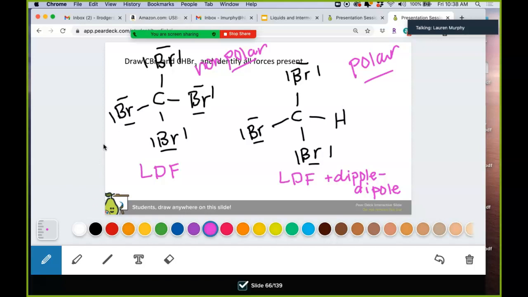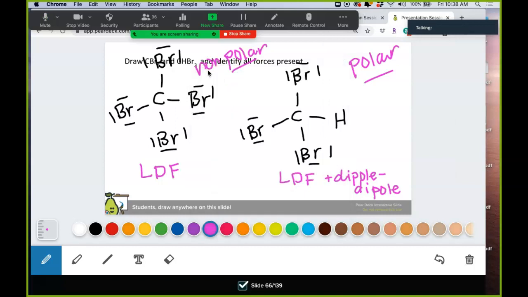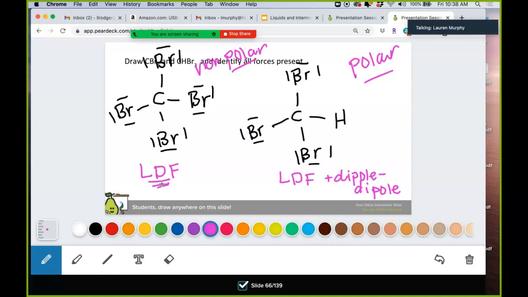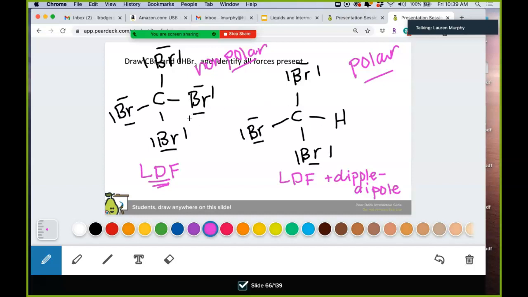Okay, now based on the drawings alone, you know which forces are used based on whether something is polar or nonpolar. If something is not polar, it can only have dispersion forces. Something that is polar has dipole-dipole forces because it has an overall net dipole. So based on just looking at these structures, we know that dipole-dipole tends to be a stronger force than only dispersion forces. However, I'm going to present you with the next slide.